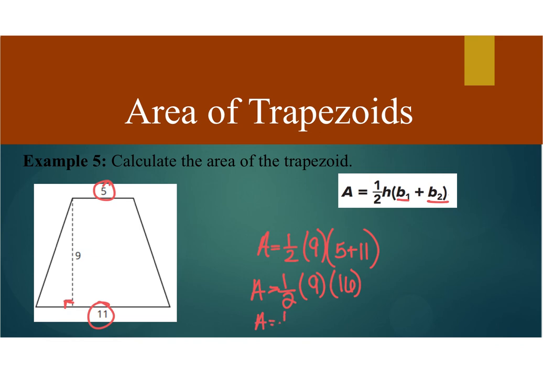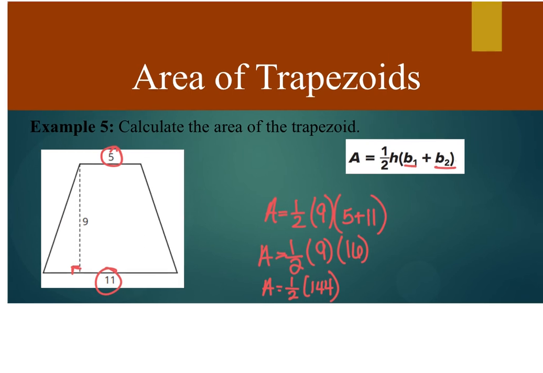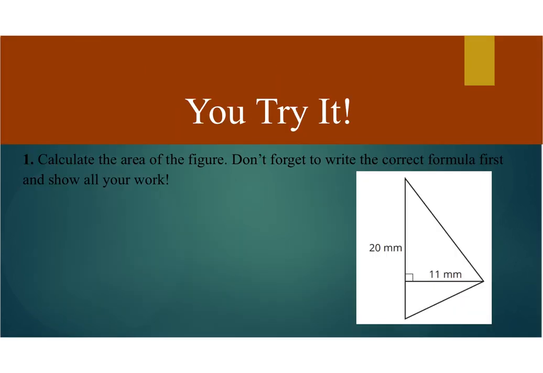So area is 1/2. 9 times 16 is 144. We're going to take half of 144 and area equals 72. And once again, we don't have units, so we will say units squared. Okay, you try it. Find the area of this triangle.